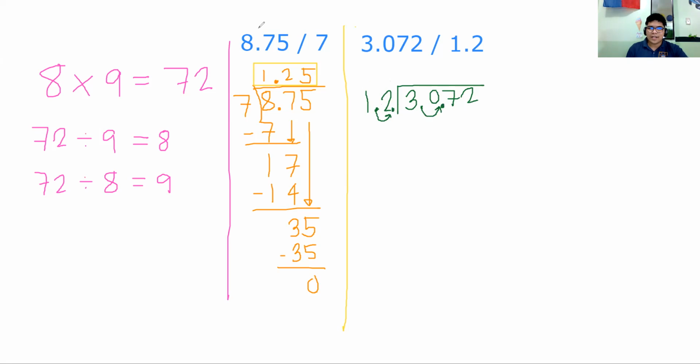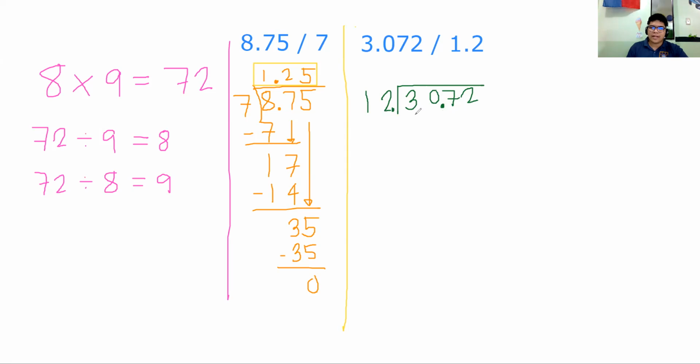So what happens there? It's going to be now 30.72 divided by 12. Sir, will the answer be the same as with 3.072? Will it not change the answer? No, it will not change the answer. Okay, because it will adjust with the decimal point. As long as you move it on both sides at hindi lang sa isang side, not only on one side.